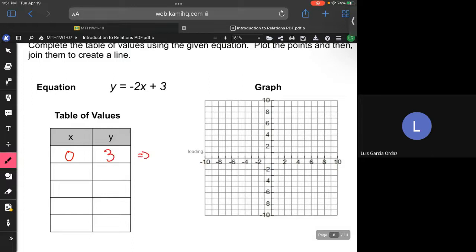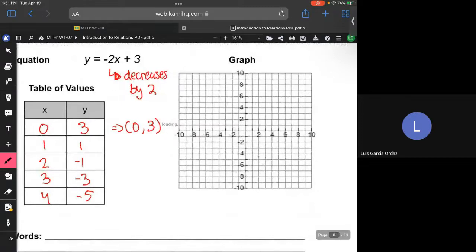That's going to be my initial point, because when I talk about my initial point, my x value is always going to be 0 because that's where it touches the y-axis. So what's my pattern now? It has to do with the x. It decreases by 2. So 1, negative 1, negative 3. Perfect. Thank you, Matthew.